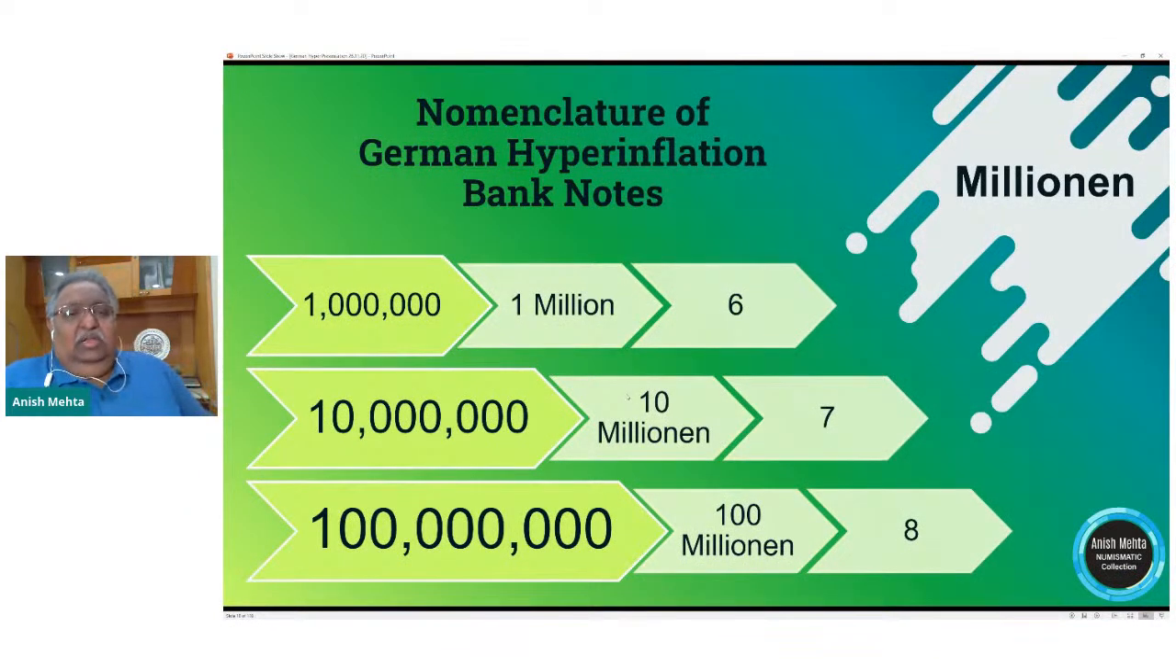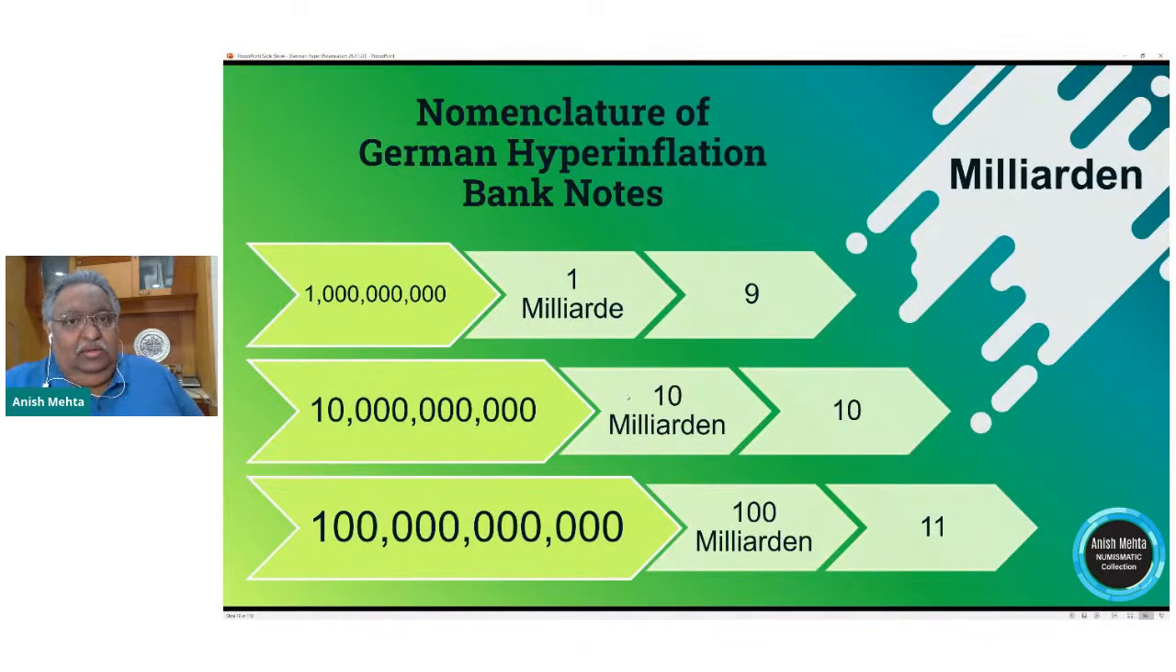Now, coming to the nomenclature of the banknotes. 1 million have 6 zeros. And it was known as 1 million. When you go to the next level, 10, it was called 10 million, which has 7 zeros, 100 million at 8 zeros. The next level was milliarde. So 1 milliarde had 9 zeros, which was equivalent to what we call 1 billion today. Then 10 milliarde which had 10 zeros, and 100 milliarde, which had 11 zeros, which is equivalent to 100 billion in today's times.